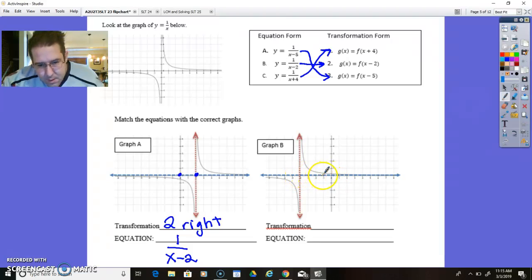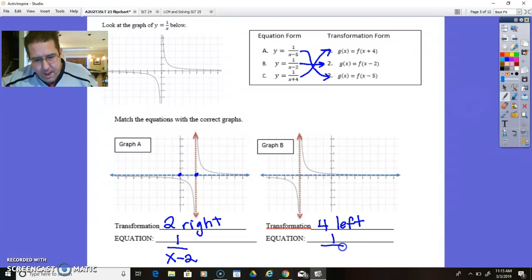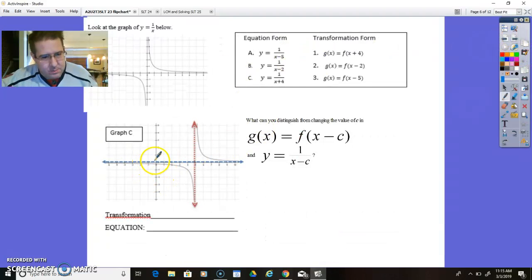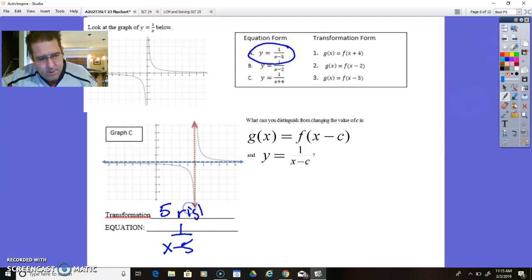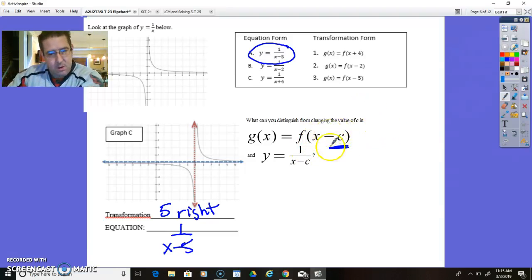Now this time it moved 1, 2, 3, 4 to the left. And anytime the function moves 4 to the left, then it's going to be 1 over x plus 4. So it's this one right here. And the only one left is 1 over x minus 5, which is on the next slide. And you'll see that this one's been moved 5 to the right. So this function is 1 over x minus 5 because it's moved 5 right. Now, whatever's on the inside, like I said, is always the opposite of what you would think. So f of whatever this letter is going to be the same letter that's right here, because it's x minus c. So it actually means it's the opposite of whatever c is.